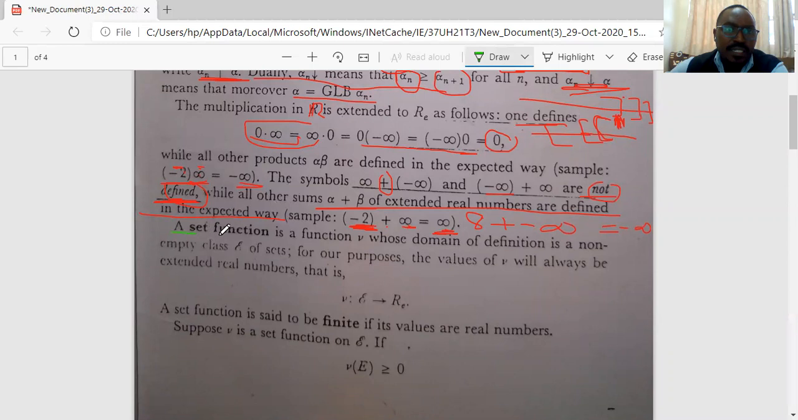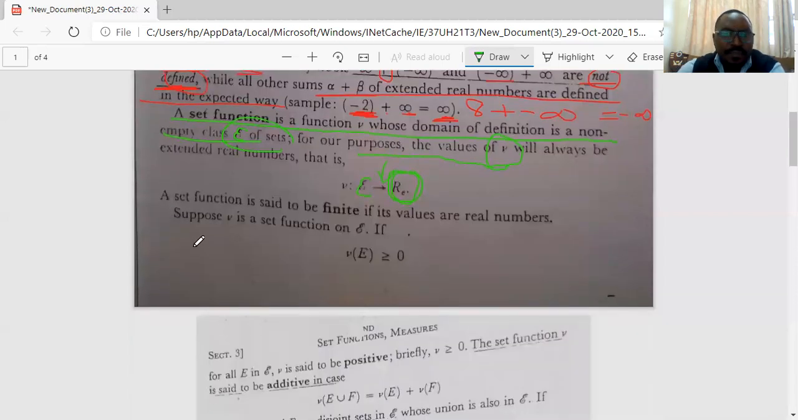A set function is a function V whose domain of definition is a nonempty class E of sets. For our purposes, the values of V will always be extended real numbers. That is to say, V maps into the extended real numbers; V maps each set here into the extended real values.